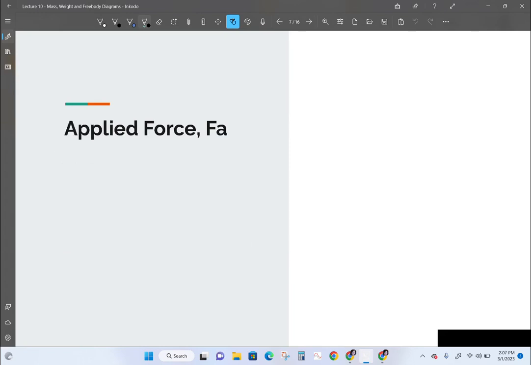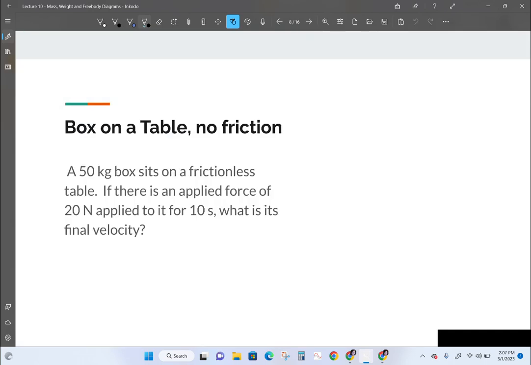All right, so let's talk about the applied force. The applied force we've already talked about somewhat. We talked about applying a force downward and upward on a box. So it's just a pushing force or a pulling force is all it is. A push or a pull. It's not generally a rope. It's like a physical push or pull.